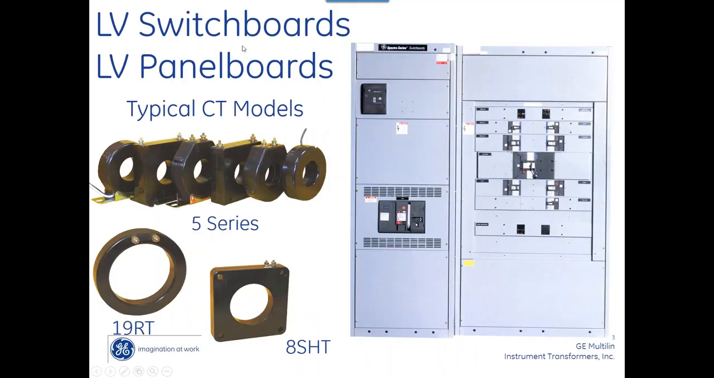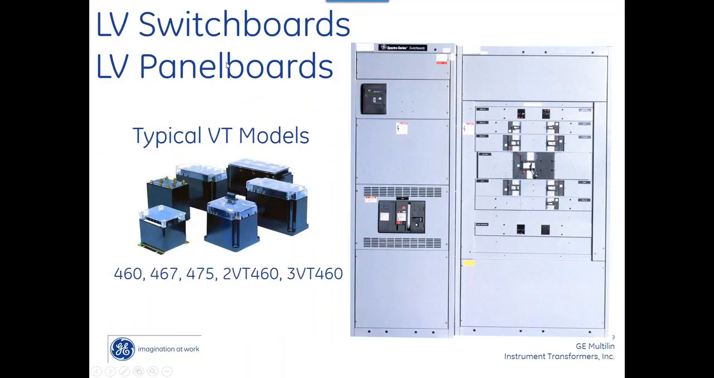If I've got something like a low voltage switchboard, a typical CT is something that looks like this, the 5 series of 19R or the 8 SHT. The problem with this CT is it may only be like a C10. These are very economical CTs. So if I've got to run 500 feet, I'm not going to have the voltage I need because of the burden, and this could be a real problem. All the switchgear manufacturers are going to give you the cheapest CT they can, so you may actually want to specify that when you're doing this.